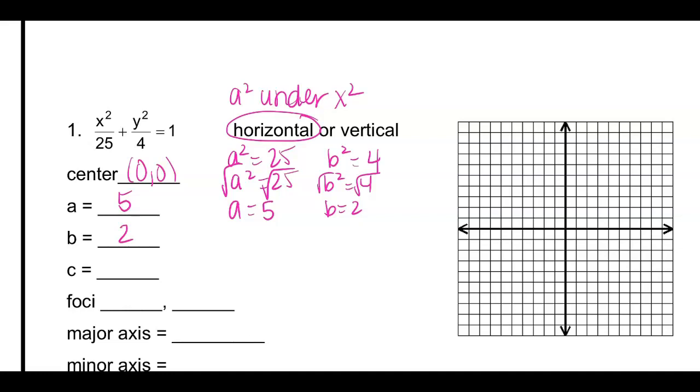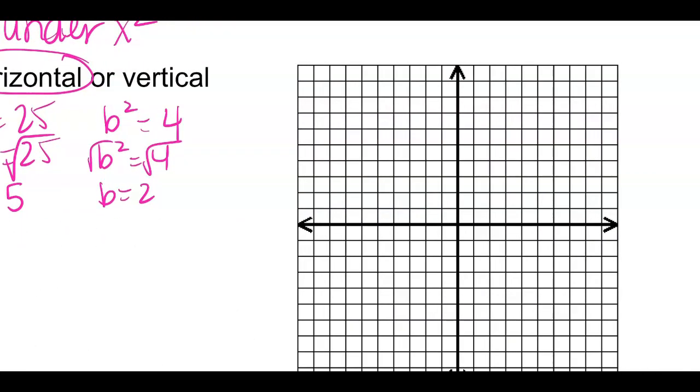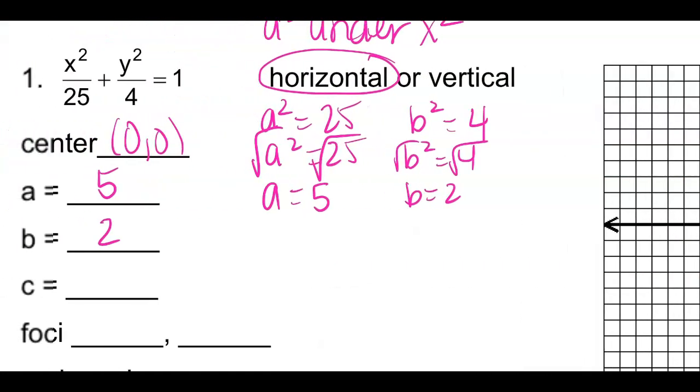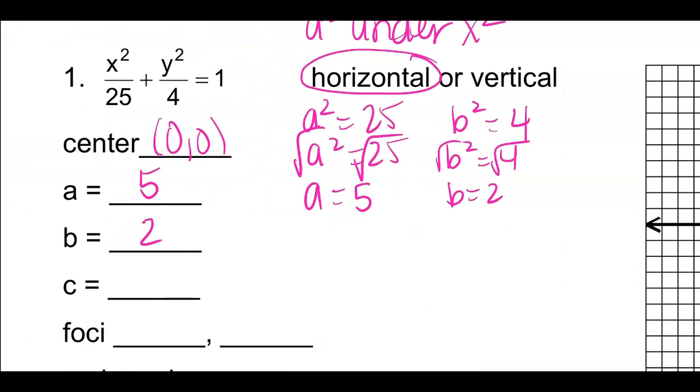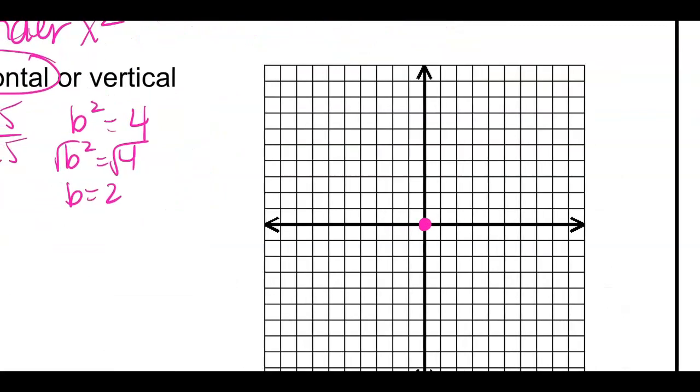With the information I have right now in pink, let's go ahead and graph this on my coordinate plane. So the first thing I'm going to graph is the center, which is the origin. I know the graph is going to be horizontal, so horizontal means that it should look something like this. Since a is the larger number, a is going to be 5 units, which means I need to go left and right 5 units because it needs to be longer. It needs to be elongated along the x-axis.